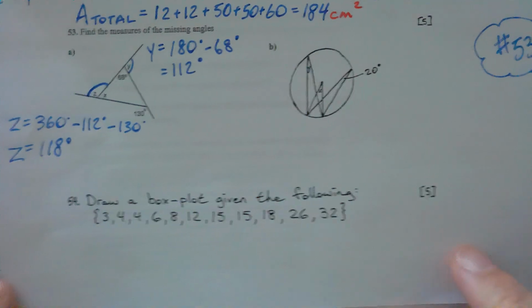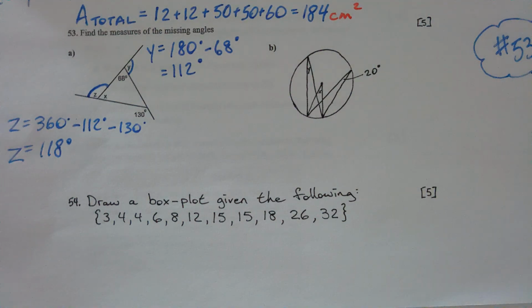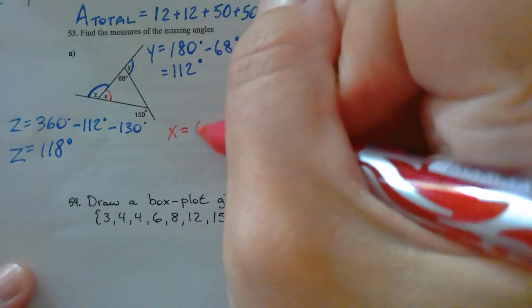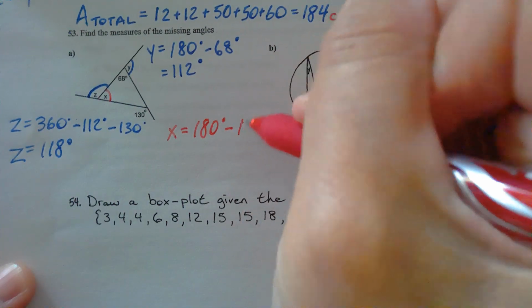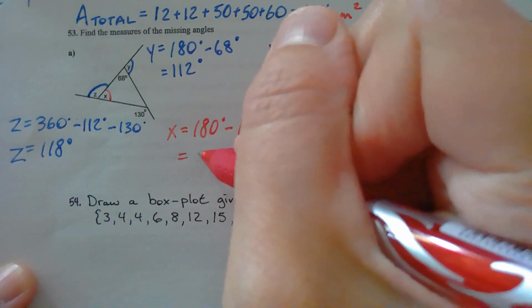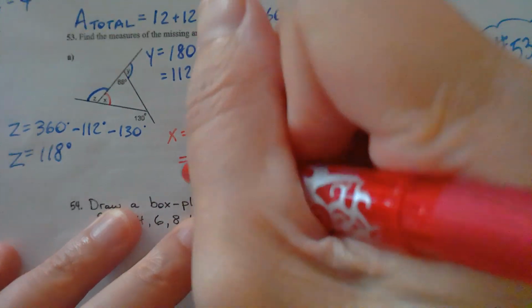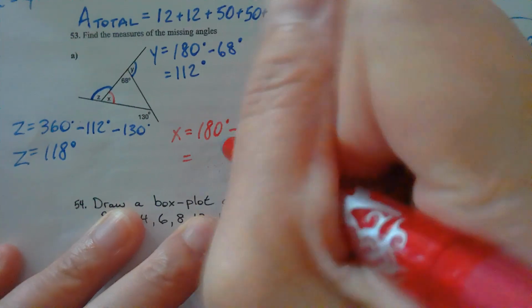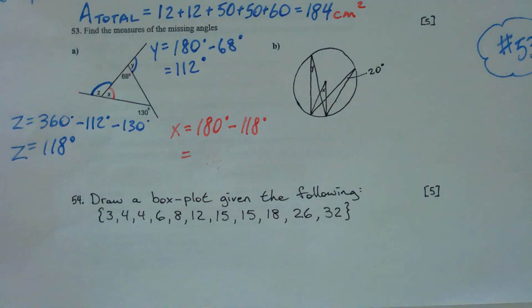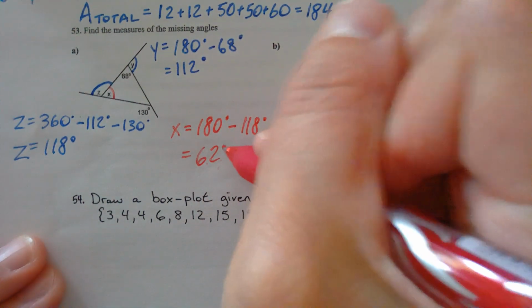118. I like that answer. All right, and now that you know that z is 118, then you can solve for x, which is again another supplementary angle. So x equals 180 minus 118. So you get, sorry, not 112. Yes, and it's an acute angle, so definitely not that. Yes, you are right. 62. Good.